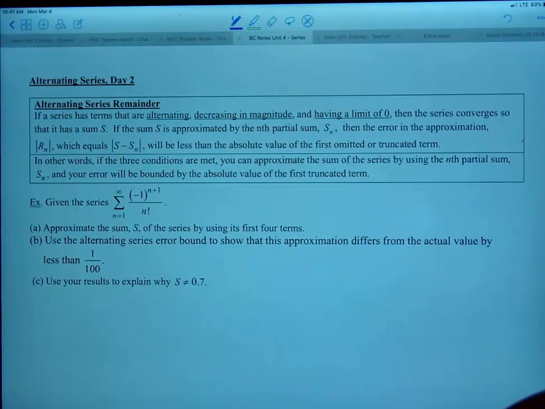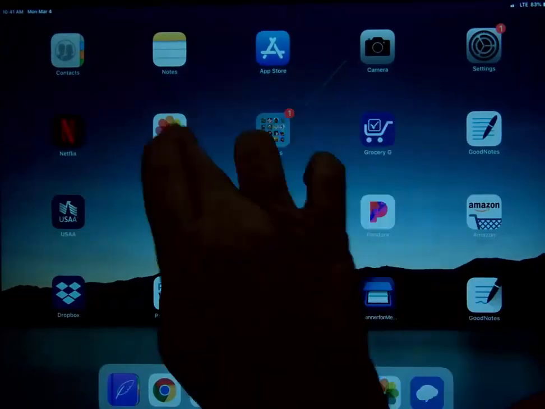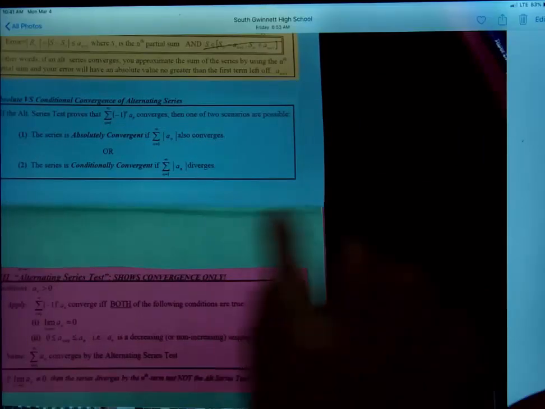Terms are getting smaller. So in your flip book, let's go ahead and go to the picture of the flip book, which is right here. Why is that off center? There we go.